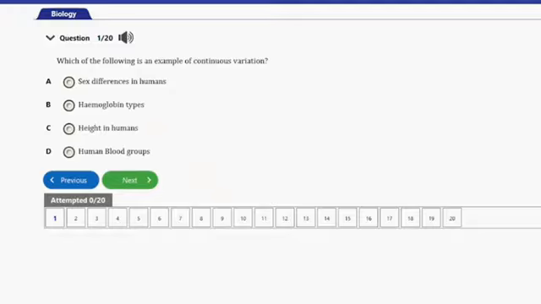It says, which of the following is an example of continuous variation? We have A, sex differences in humans, B, hemoglobin types, C, height in humans, D, human blood groups. So guys, the answer to this question is option C, and that's height in humans. So let's go ahead and consider the next question, guys.